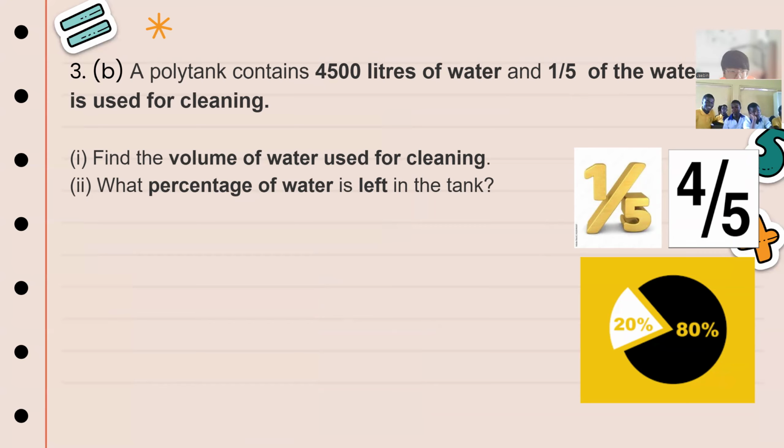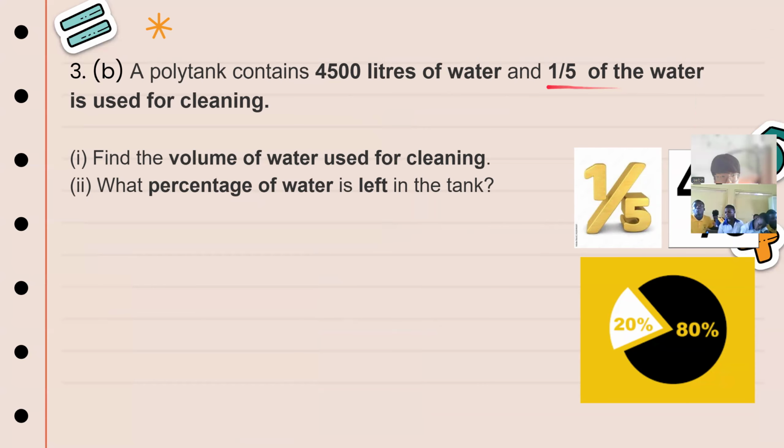Okay, let's look at this question together. A polytank contains 4,500 liters of water, and 1/5 of the water is used for cleaning. Find the volume of water used for cleaning here.